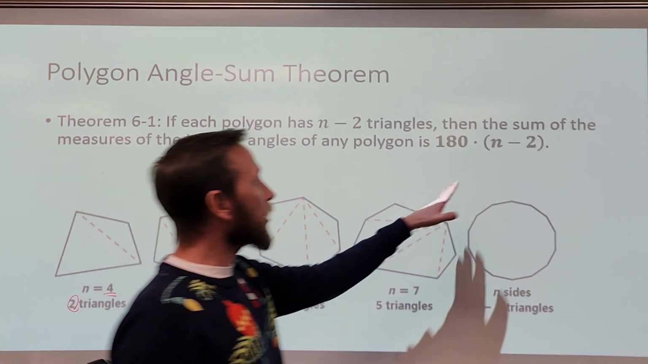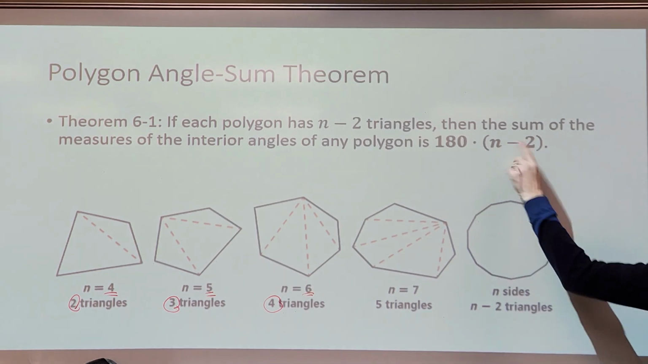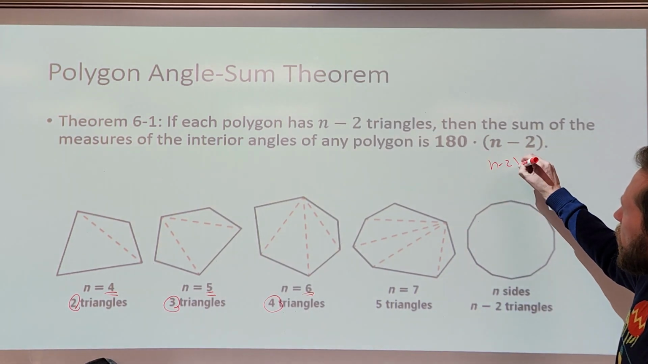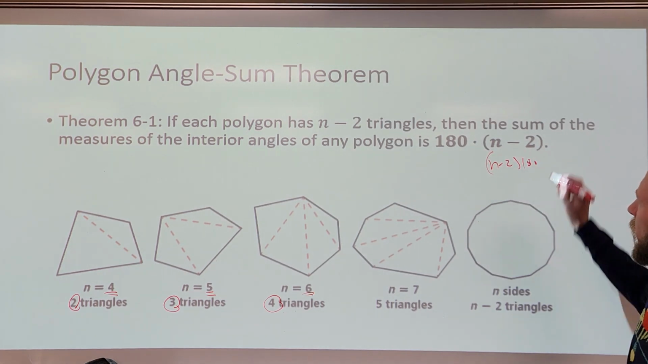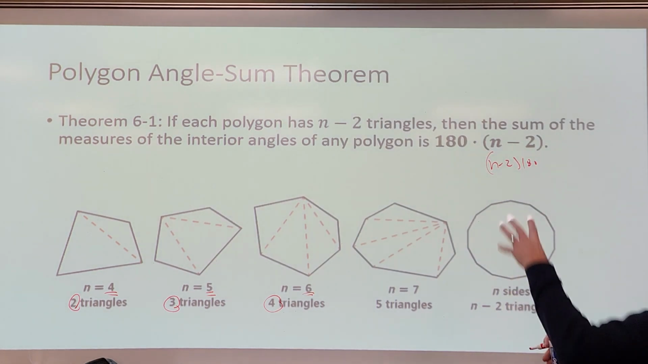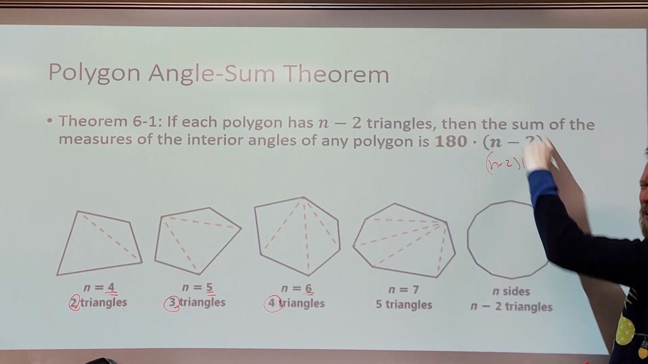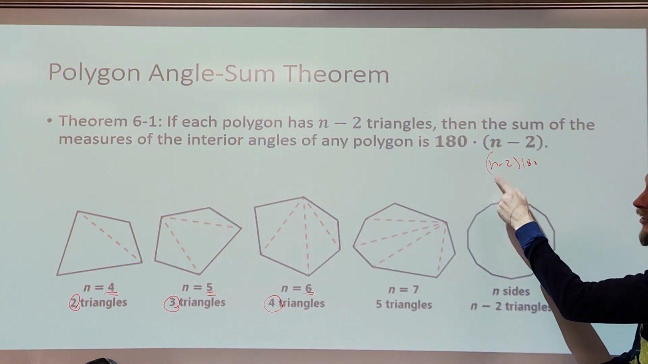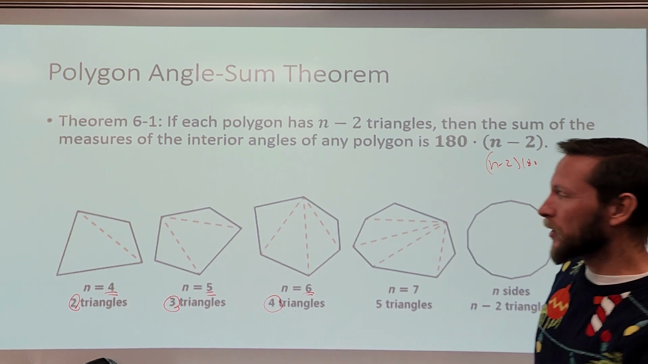So we're going to take n minus 2, the number of sides minus 2, and multiply by 180. You can write it like this, or you can write it like that. Either way is fine with me. If you write it like this, you're probably going to distribute that 180, which is not what I want you to do. It'd be easier to subtract first and then take that number and multiply by 180.